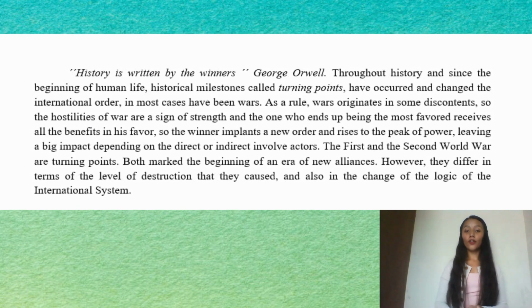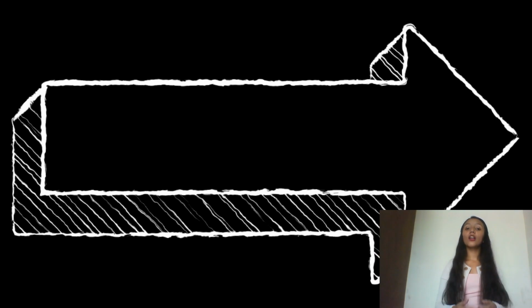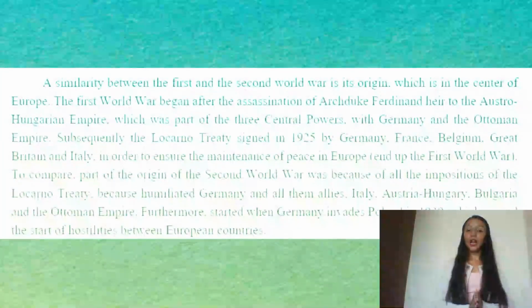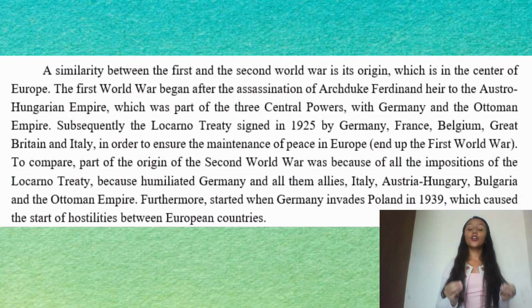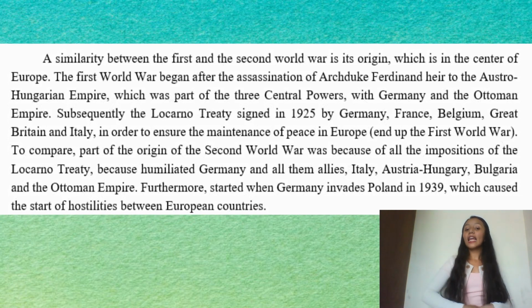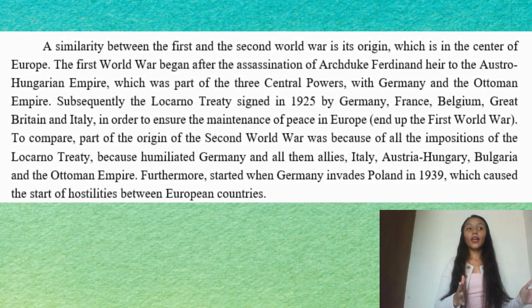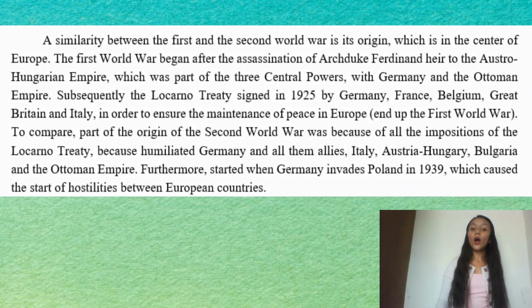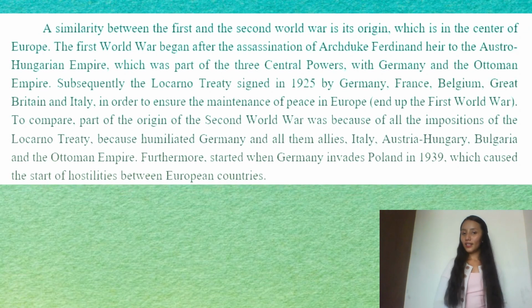As we told you before, the structure of this essay is point by point. For that reason, in the first body paragraph, we only talk about the similarities between both wars. In this case, the similarity is that both wars marked the beginning of an era of new alliances between the countries that participated in the conflict. Something interesting is that the alliances were the same in both wars. Another interesting thing is that both wars began in the center of Europe.